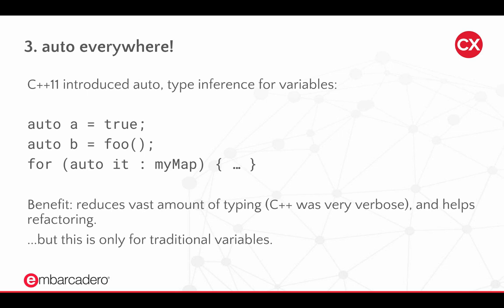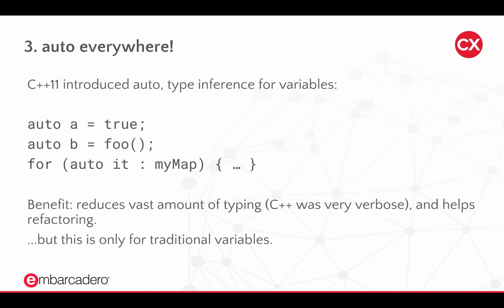For the next line, auto b = foo(), then b will be whatever foo returns. And you can use that for something like a range-based for loop. So for (auto it : myMap), where the colon there is the syntax for using a range-based for loop, it, the iterator, will have the correct type automatically. So this has quite a few benefits. One of the big ones is that C++ used to be very verbose. For example, if you wanted to iterate through a structure like a map, you would often have to type a really long line of code for the iterators. So using auto there reduces a vast amount of typing.